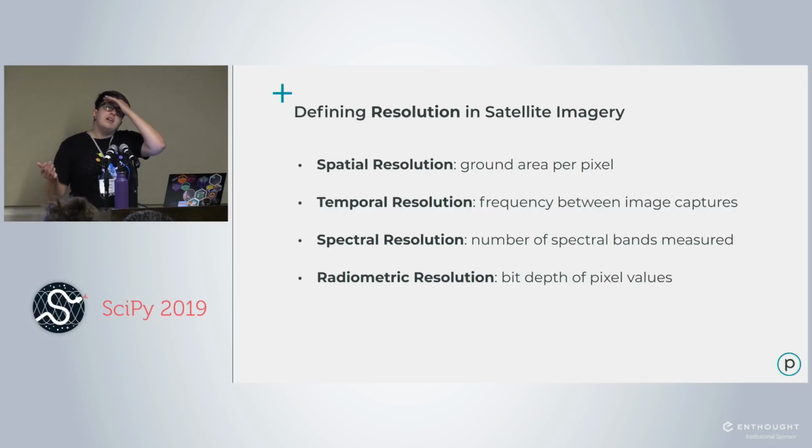Temporal resolution is the frequency between captures of the same location on the surface of the Earth. So how frequently we're imaging the same area. So you could have a 1 month temporal resolution where you image the same location every month, 1 day, 1 year, etc.